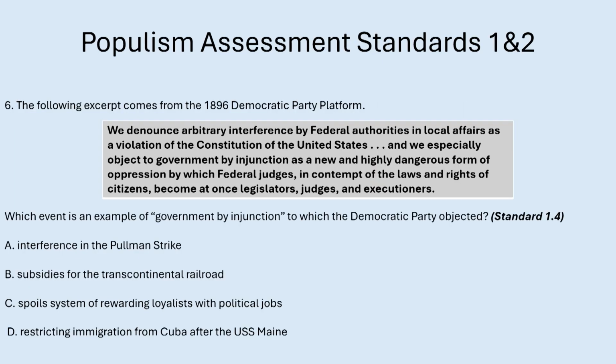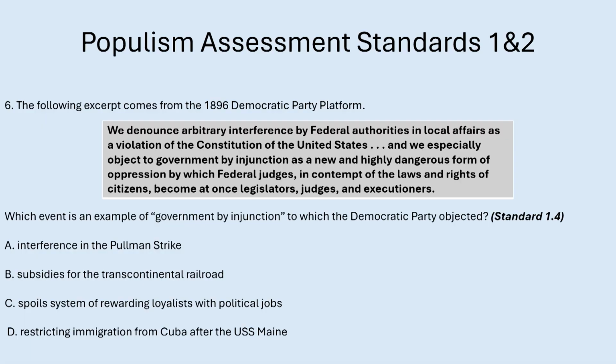All right, Populism Assessment Standards 1 and 2. The following excerpt comes from the 1896 Democratic Party platform. We denounce the arbitrary interference by federal authorities in local affairs as a violation of the Constitution of the United States, and we especially object to government by injunction as a new and highly dangerous form of oppression by which federal judges, in contempt of the laws and rights of citizens, become at once legislators, judges, and executioners. Which event is an example of government by injunction to which the Democratic Party objected?